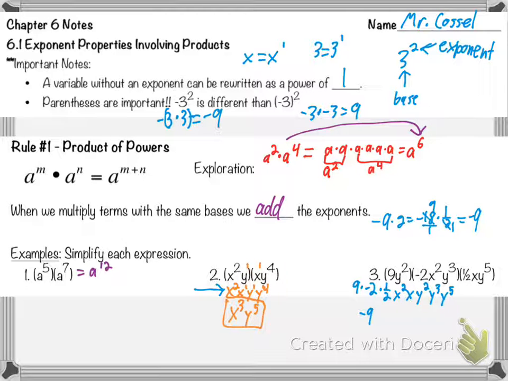Okay, how many x's do we end up having? 3. Okay, x to the third. How many y's? Y to the 10th. Can we do anything more with that? No. Numbers, if we had numbers, yeah, we totally could, but we don't. Unless it was pi. Questions on that?